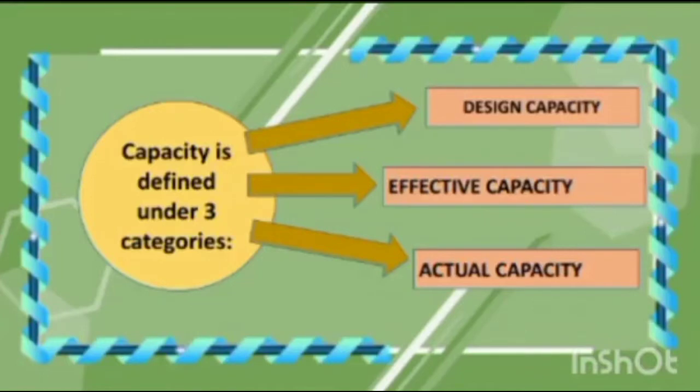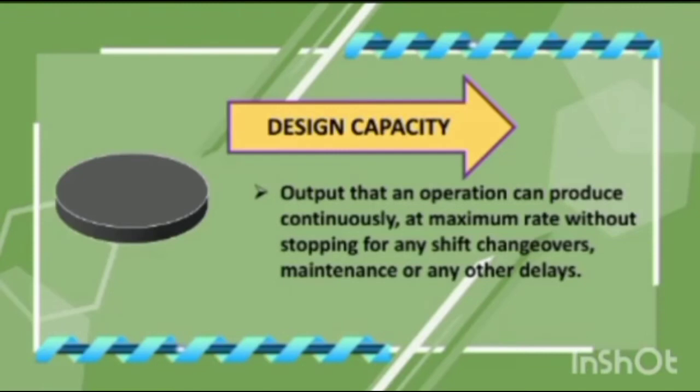So capacity is defined under 3 categories: the design capacity, effective capacity, and the actual capacity. The operation's utilization of resources and the efficiency of its processes can then be calculated using this. When we say design capacity, this is a theoretical number and not one that is applied to the daily production of an operation. Design capacity is the output that an operation can produce continuously at a maximum rate without stopping for any shift changeovers, maintenance, or any other delays.